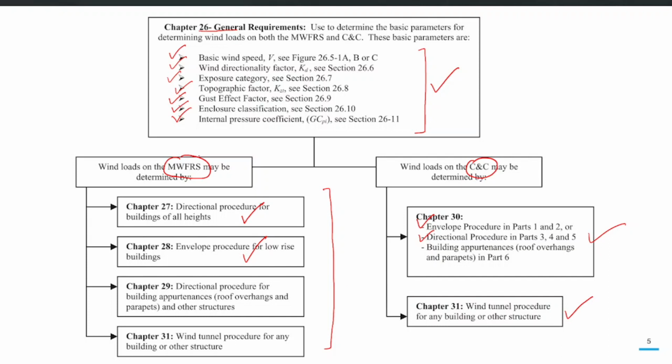So if we just talk about main wind force resisting system, we have actually three options. One is the equivalent static directional procedure, then equivalent static envelope procedure, and then we have the wind tunnel procedure, where we can have the description of actual loading actually. It can be in static form also, and it can be in dynamic form also. So if we want to perform the detailed rigorous dynamic analysis for wind loading, we should go for this chapter 31, which means the wind tunnel testing procedure we should adopt.